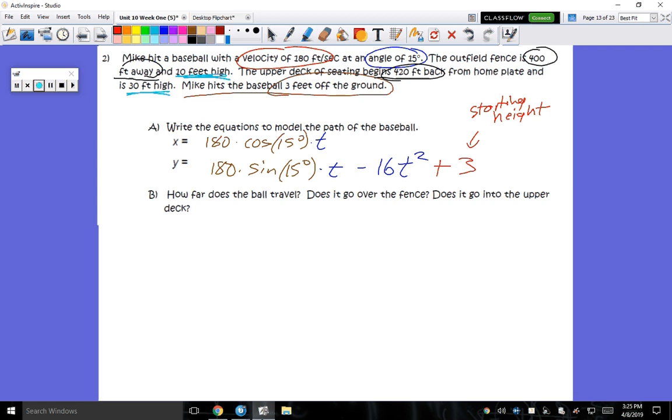Say again? 16t squared. That's that inverted parabola, right? And 16 is that gravity, because if you derive it, it's 32 feet per second squared, which is gravity. 9.8 meters per second squared. Same thing. Okay? And then negative because it's falling. We good?